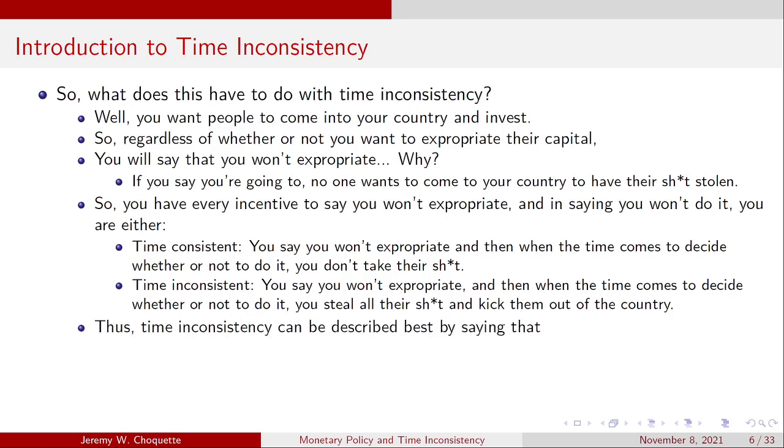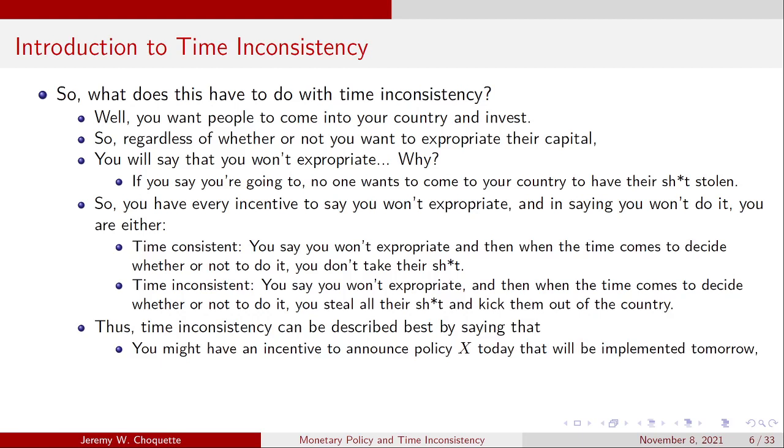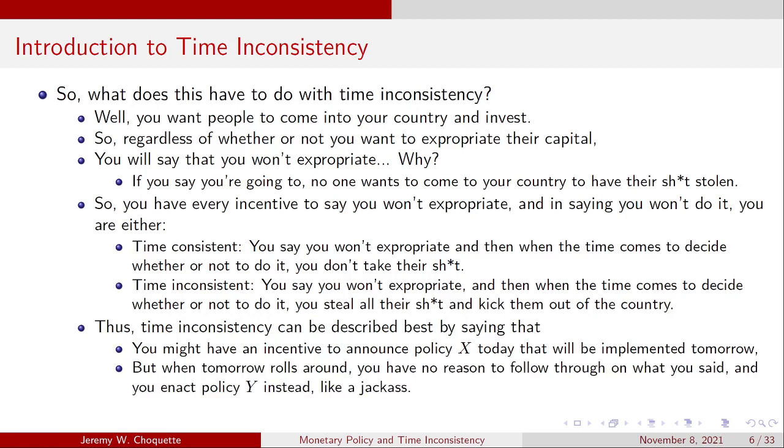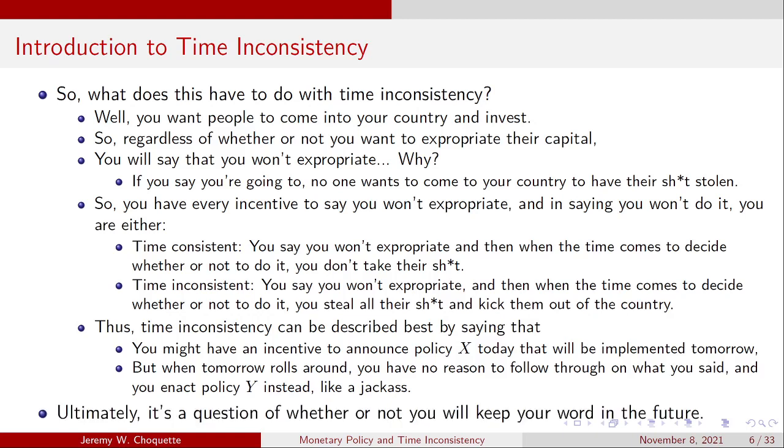So time inconsistency can best be described by saying you have an incentive to announce policy X today to be implemented tomorrow, but when tomorrow rolls around, you've got no reason to follow through on what you said, and you enact policy Y instead, like a jackass. Ultimately, it's a question of whether or not you're going to keep your word in the future.